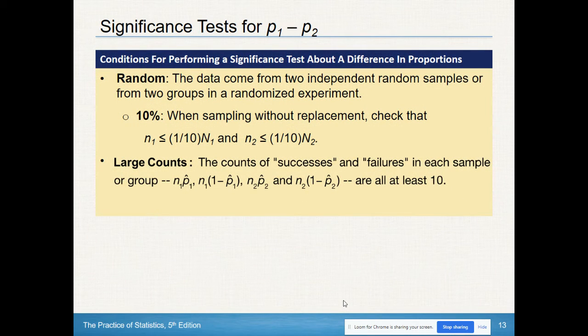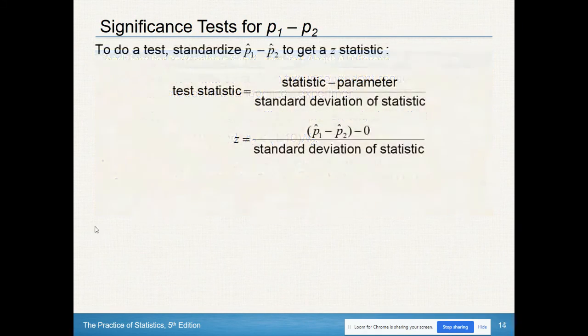You have to check the conditions. I think we've already gone over those enough times now that you do have to make sure the 10% condition is met for both populations. I didn't say this earlier, but that is, n1 is less than or equal to a tenth of capital N1, and n2 is less than or equal to 1/10 of capital N2.